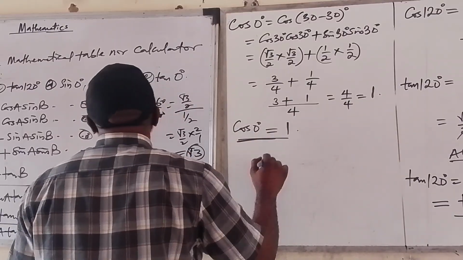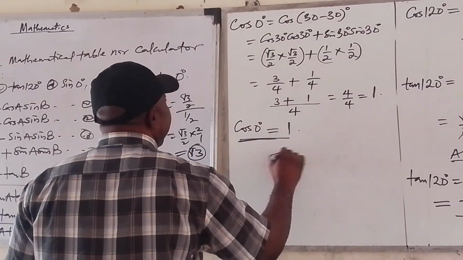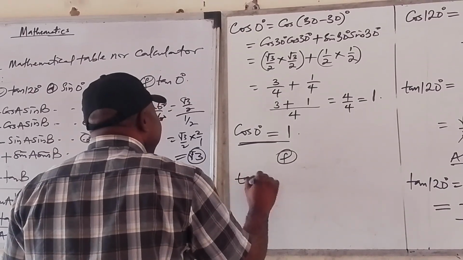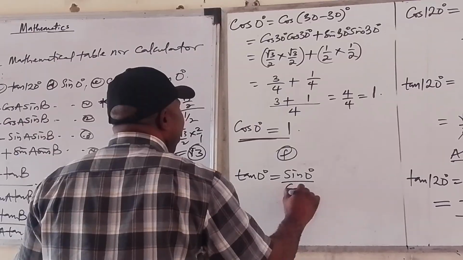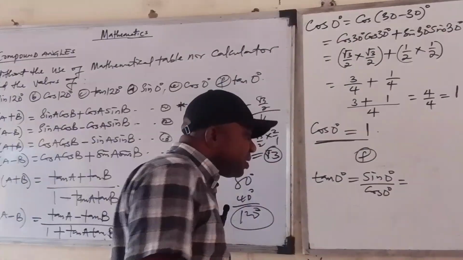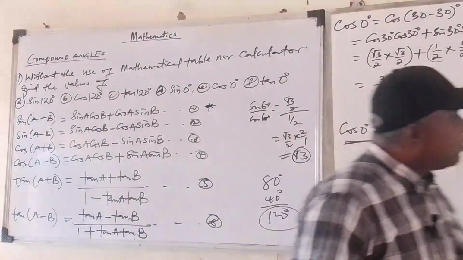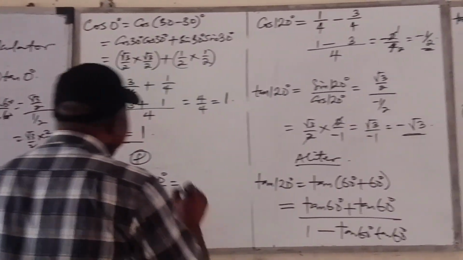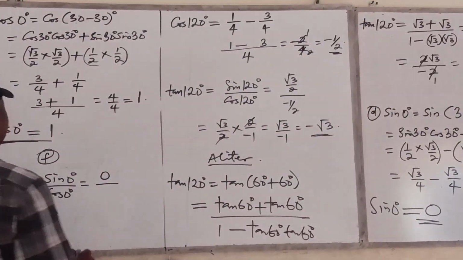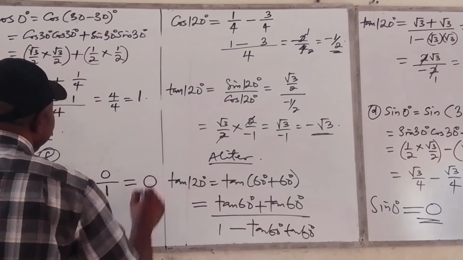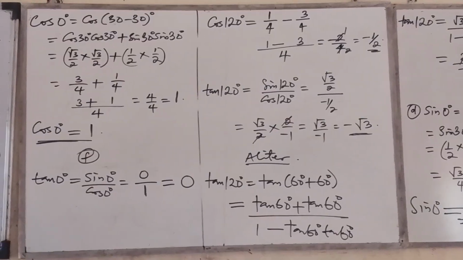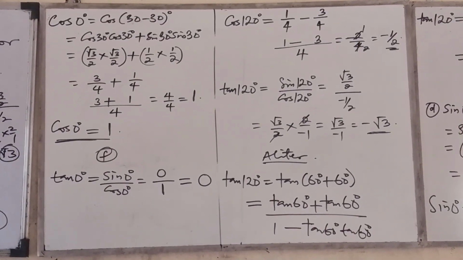So now the last one here is F. Now tan 0 degrees. Remember, this will be sine 0 degrees all over cos 0 degrees. And remember, sine 0 degrees gives us 0, so here we have 0 all over cos 0 degrees, which gives us 1. And 0 divided by any number is 0. So it means tan 0 degrees is equal to 0.